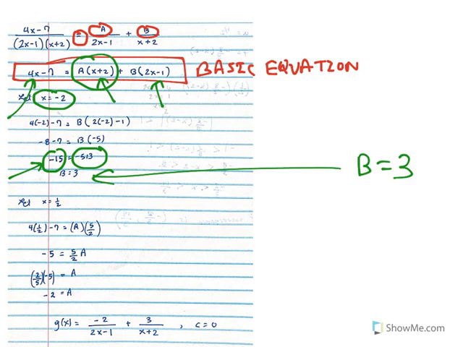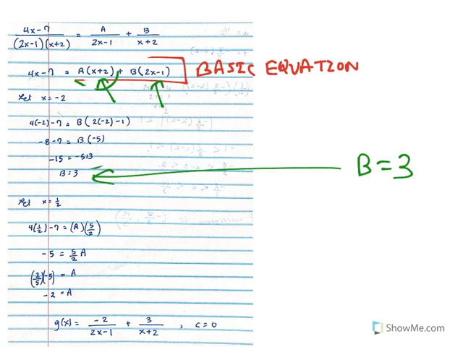So now, what do I need to choose x to be so that I can easily solve for a? I need to choose x in such a way so that this term from the basic equation will become 0. So if I choose x to be 1/2, 2 times 1/2 is 1, and 1 minus 1 is 0. So I should choose x to be 1/2 so that this term from the basic equation will become 0, allowing me to solve for a.